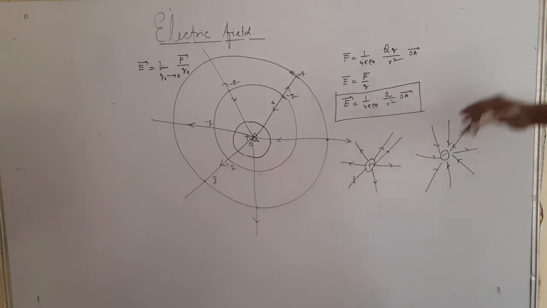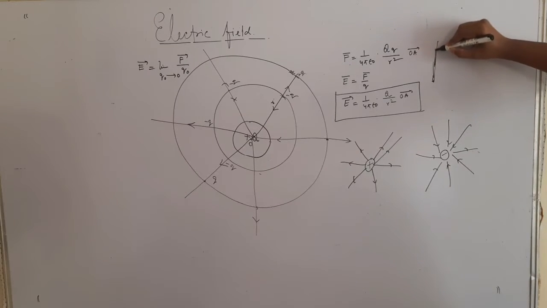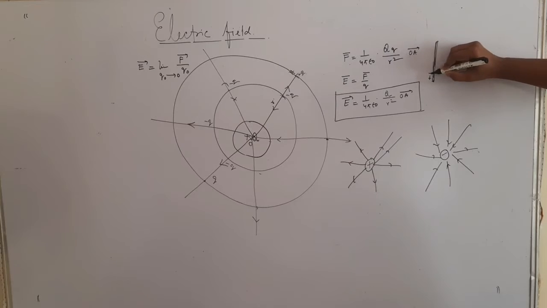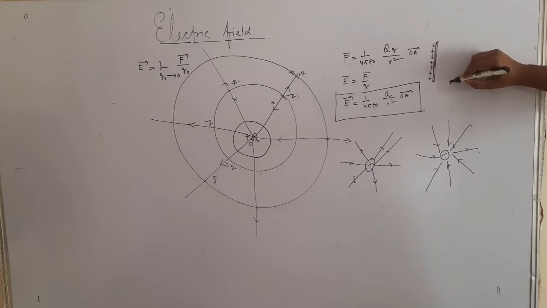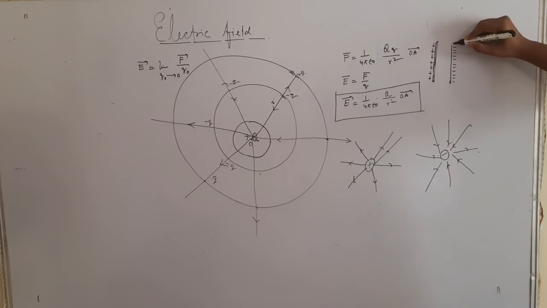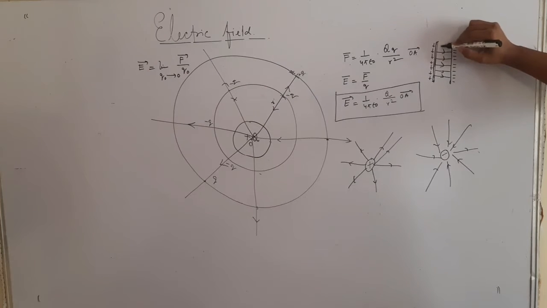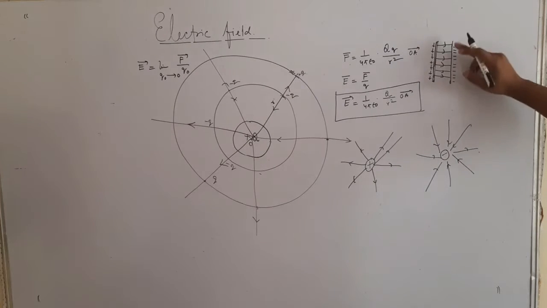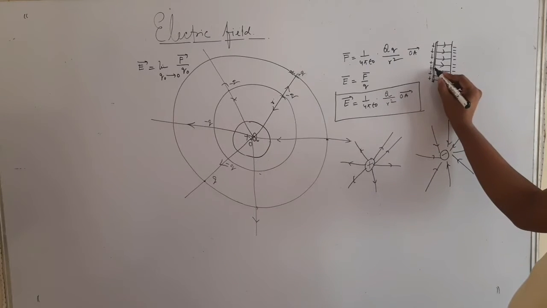Now suppose I have a rod, if you take a rod shape and place positive charges on it, and another one with negative charges right here, then the field lines will start from positive and end at negative. These two are parallel to one another, so the field is uniform, and these are closer to one another, meaning that represents the strength of the field.